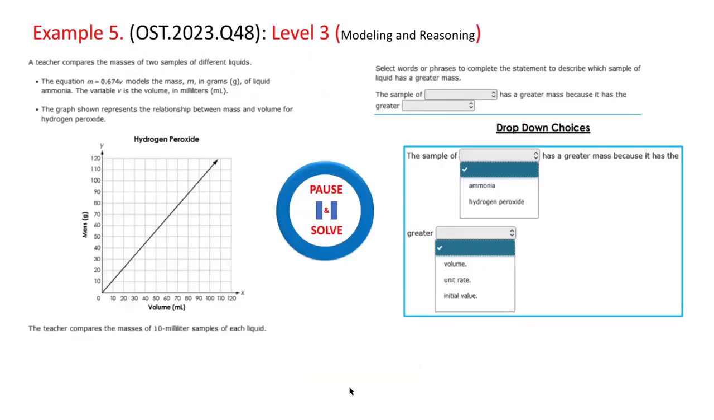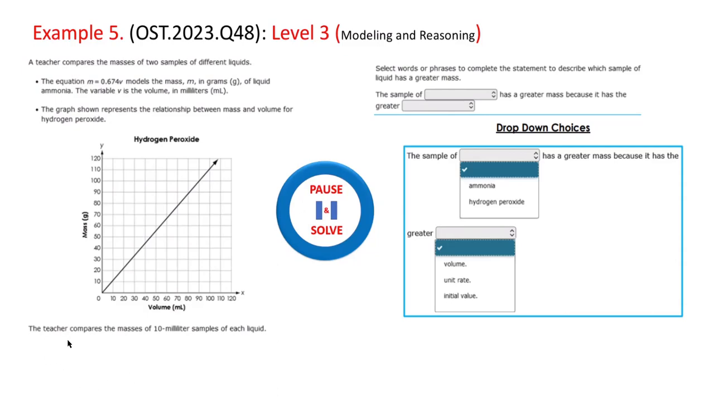Example number 5. This is a little bit kind of lengthy here. A teacher compares the masses of 2 samples of different liquids. The equation M = 0.674V models the mass M in grams (g) of liquid ammonia. The variable V is the volume in milliliters. The graph shown represents the relationship between mass and volume for hydrogen peroxide. So here you are again comparing a formula, an equation, with a graph.